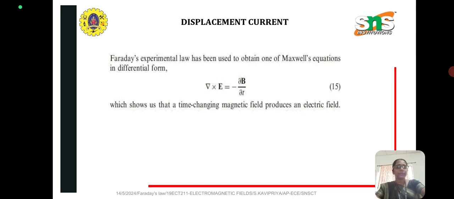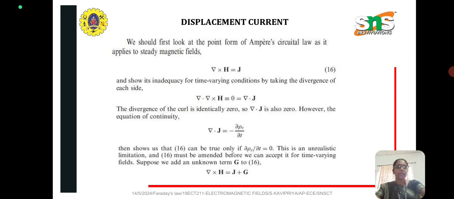And next is the displacement current. As we know that del cross E is equal to minus ∂B by ∂t. Del cross H is equal to J by Ampere's circuital law. So when we take the divergence on both sides, del dot del cross H, which is equal to 0, is equal to del dot J. So from this, del dot J is equal to minus ∂ρV by ∂t, where ρV is the volume charge density.